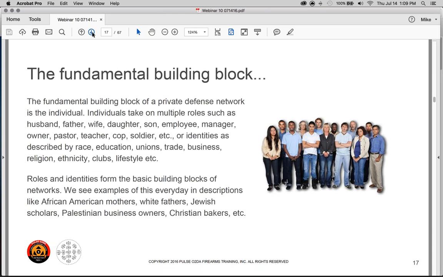The fundamental building block of a private defense network is the individual. This is a theme that we have visited throughout all of the webinars. And from the standpoint of a private defense network, individuals take on multiple roles, such as a husband, father, wife, daughter, son, employee, manager, owner, pastor, teacher, cop, soldier, etc., or identities, as described by things like race, education, union, trade, business, religion, ethnicity, clubs, lifestyle, etc. Roles and identities form the basic building blocks of networks. We see examples of this every day in descriptions like African American mothers, white fathers, Jewish scholars, Palestinian business owners, Christian bakers, etc.